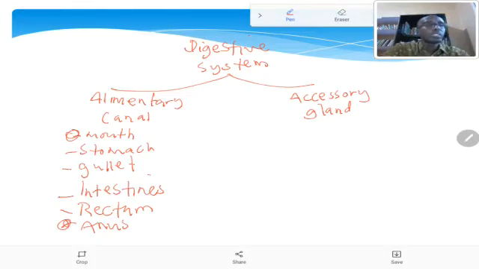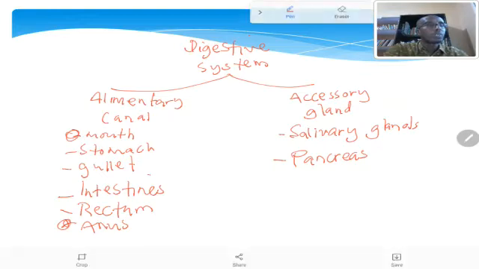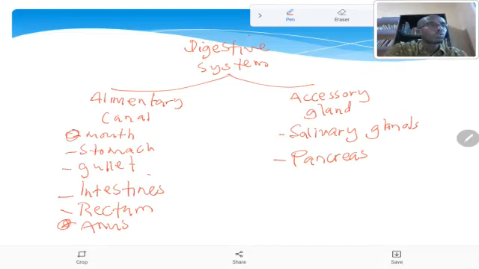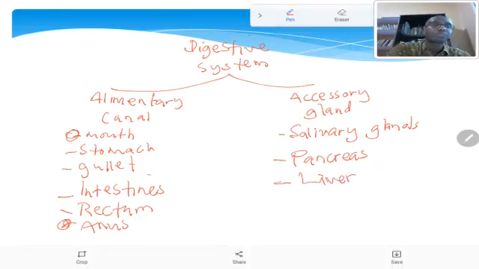The accessory glands are three: the salivary glands, which secrete saliva; the pancreas, which secretes many enzymes like trypsin, lipase, and also substances including sodium hydrogen carbonate; and also the liver, which produces and secretes the bile.